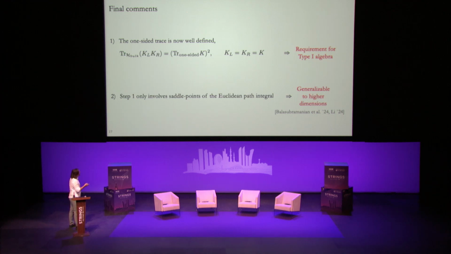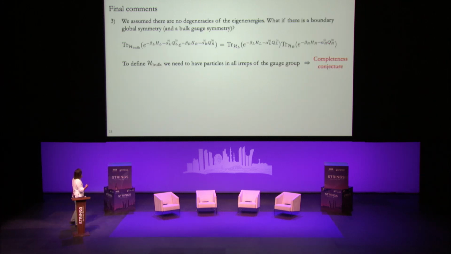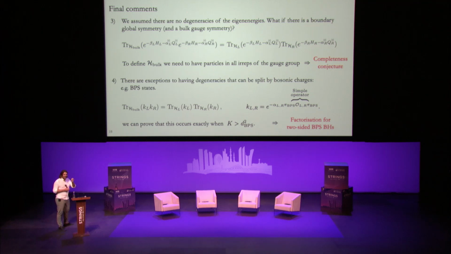The fact that the trace factorizes satisfies the requirement for a type 1 algebra. The first step in my computation only involves saddle points of the Euclidean path integral, and this has led to a generalization of what I showed to higher dimensions by VJ and company. The third point addresses a point that Lenny brought up earlier this morning. What if the bulk has a gauge symmetry and the boundary has a global symmetry? What happens in that case?